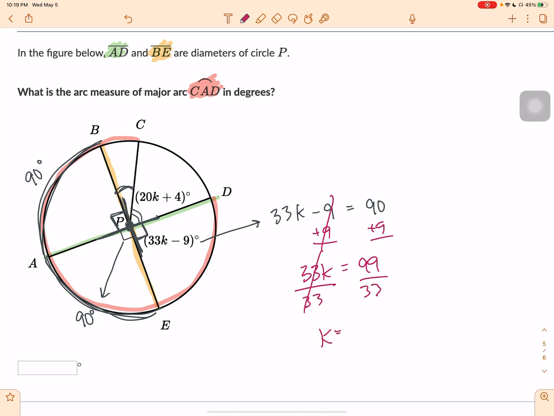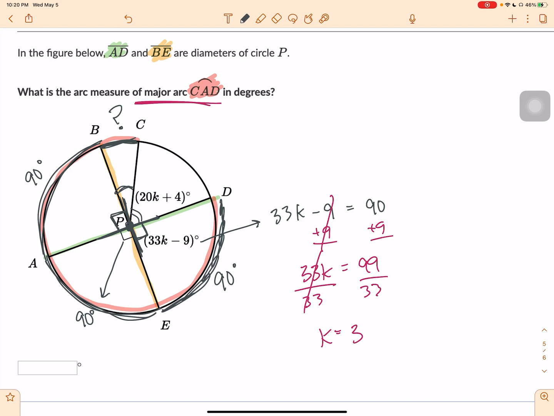I get K equals 3. Now that's not what they asked us for. They asked us for the major arc CAD. But forgot to mention, this part of the arc is also 90, right? If this central angle in here is 90, then that's also 90. So we know almost all of the arc CAD, but we are missing this part of the arc here. We don't know what this is yet. That's why I needed to solve for K.